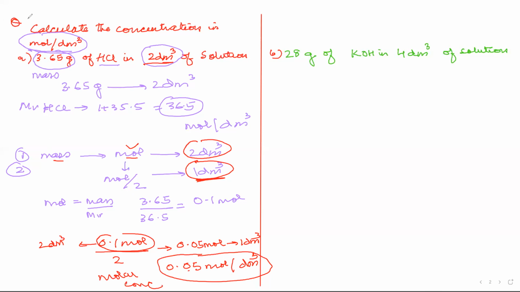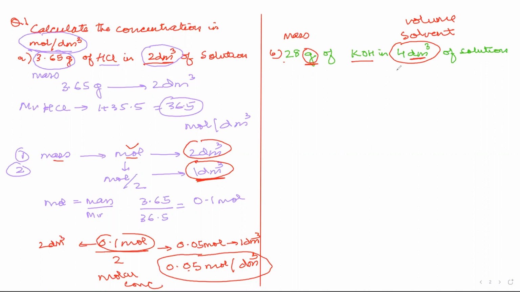Okay, now let's move on to question number 2. Let's see what we have here. Again, they have given us the mass of a solute, and the solute this time is KOH. They have given us the mass of KOH, but how much is the solvent? The solvent is 4 dm cube of the solution. This is the volume of the solvent. This unit tells us that this is the volume. So whenever you have the unit dm cube, you know that it is the volume. Whenever we have the unit gram, we know we are talking about the mass.